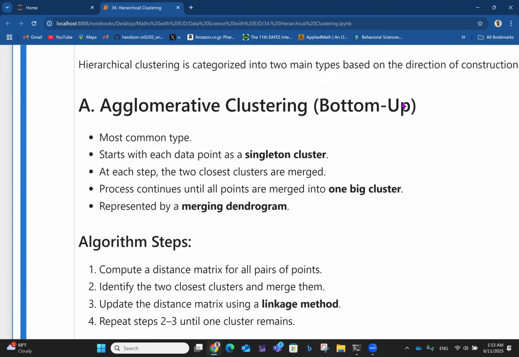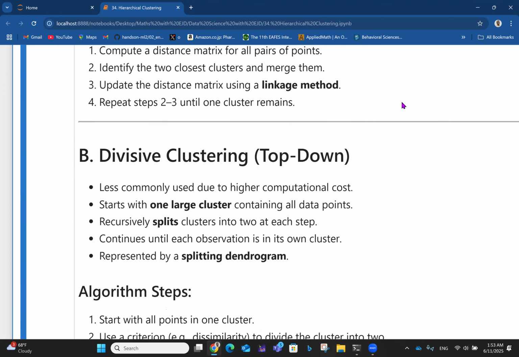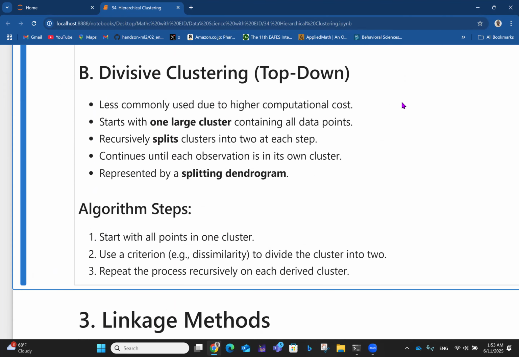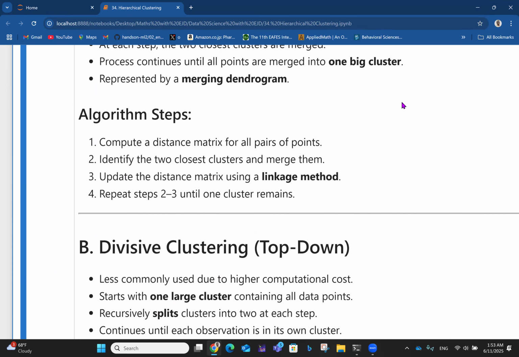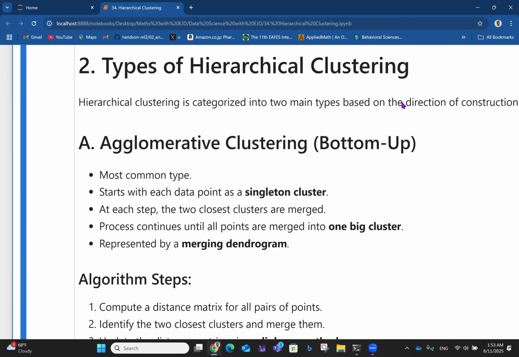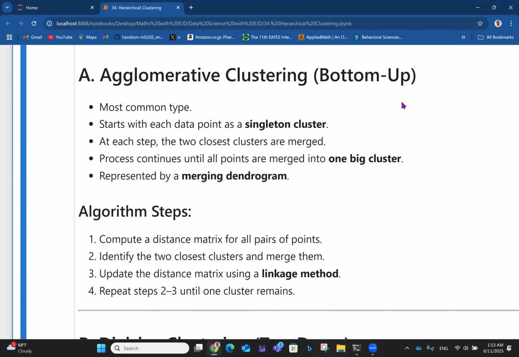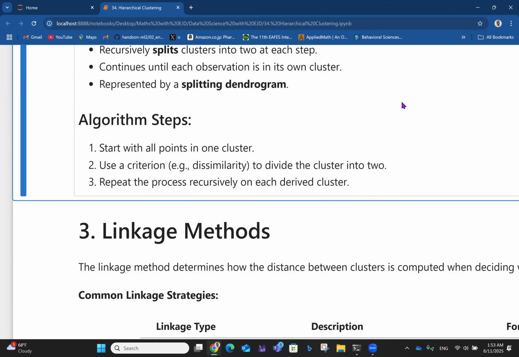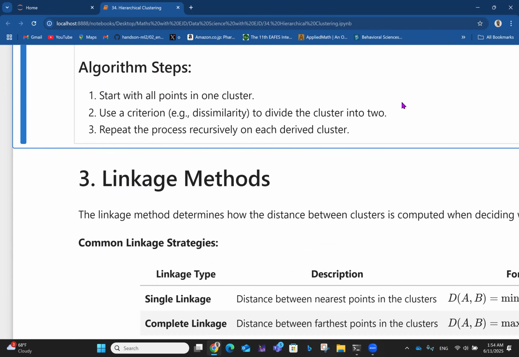Dendrogram. So for agglomerative, you have a merging dendrogram, while for divisive clustering, you have a splitting dendrogram. And the more common one in use is agglomerative clustering, which is bottom up. So the algorithm steps: number one, you start with all points in one cluster. Then two, you use a criterion, e.g. something like dissimilarity, for instance, to divide the cluster into two. And then you repeat the process recursively on each derived cluster.